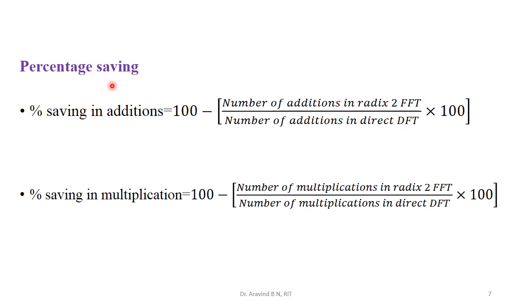Then percentage saving with respect to addition and multiplication, we are going to talk about this. Percentage saving with respect to addition is 100 minus the number of additions in radix 2 FFT divided by the number of additions in direct DFT, into 100. With respect to multiplication, it is 100 minus the number of multiplications in radix 2 FFT divided by the number of multiplications in direct DFT, into 100. The term radix 2 is new over here, and I am going to address it when I enter into the actual FFT calculation.